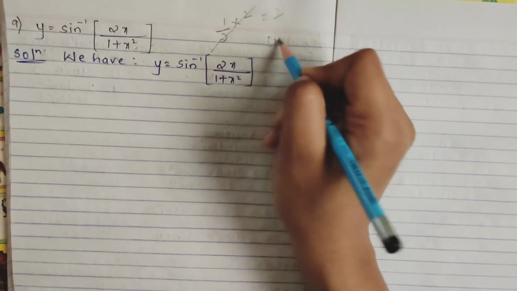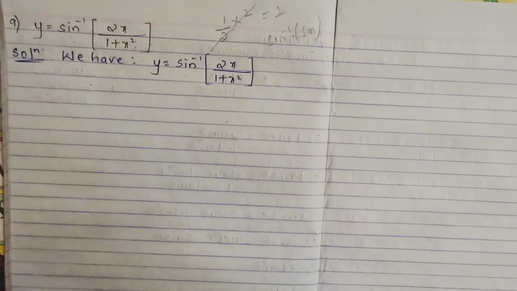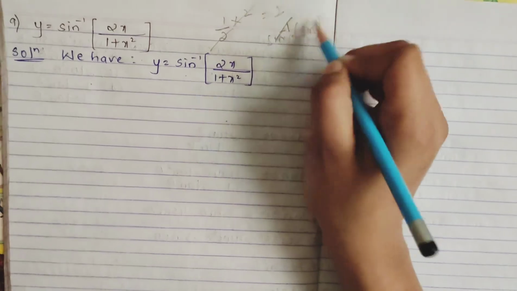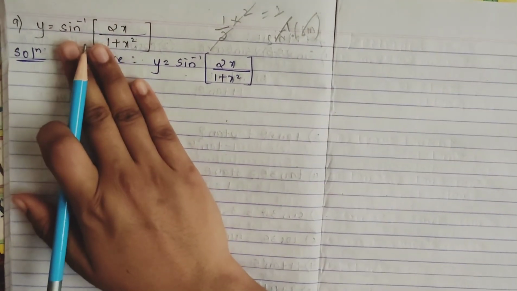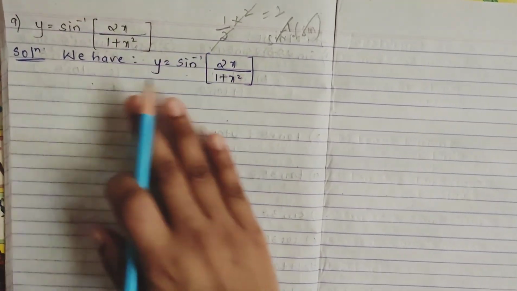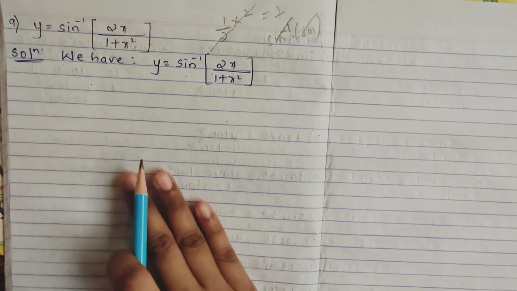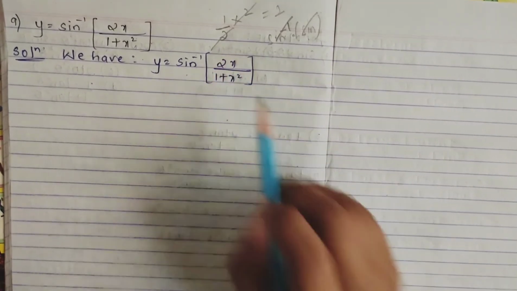If you have sine inverse into sine, the sine inverse and sine cancel and you get the one value. So whenever you have such a question in your inverse trigonometric functions, make sure you first solve it and then go for the differentiation. Here you have sine inverse of 2x by 1 plus x square, so this will get into the form of a sine.